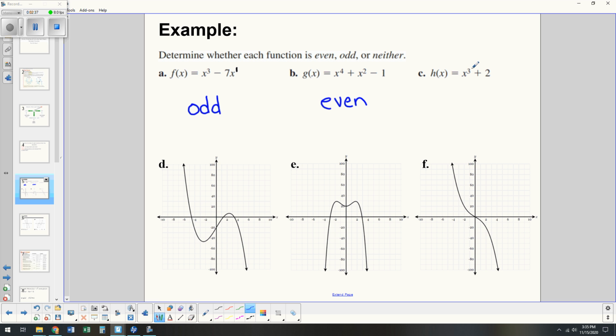In C, I have a power of 3 and a constant. But because I have the constant, now it's neither. Okay, if I look at D, my function did not pass through (0, 0), and it doesn't match on both sides, so this is neither. For E, it's a reflection. Whatever happened here, happened here. So this is even. And for F, it goes through (0, 0), and whatever happened here, the opposite happened here, so this is odd.